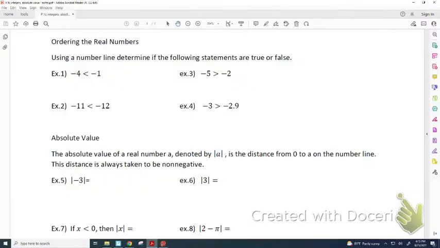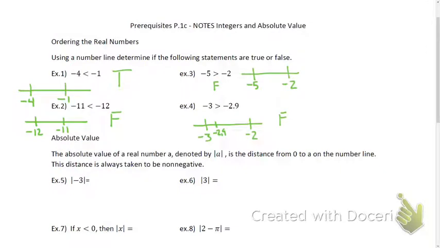The reason for that is all this is a distance. Notice the typed words there. The bars mean that it's measuring how far a number is from 0. So -3 is 3 units. Absolute value of 3 is also 3 units.